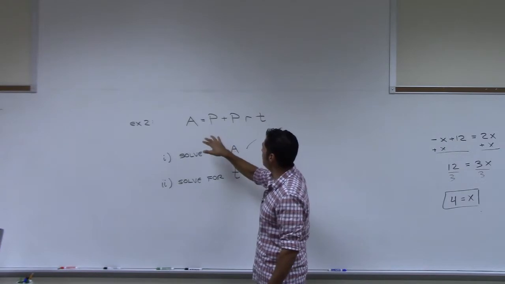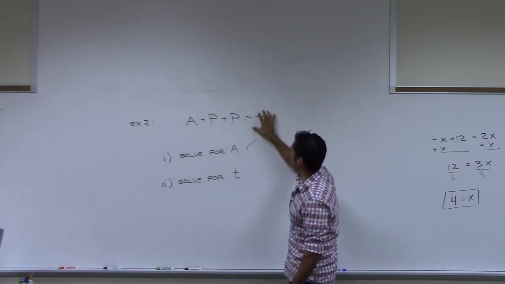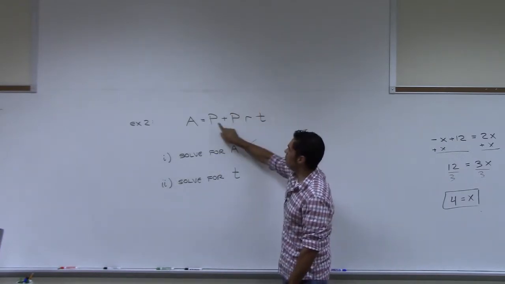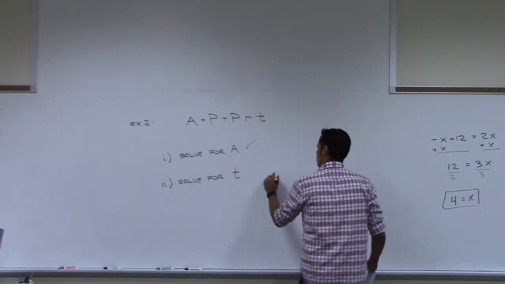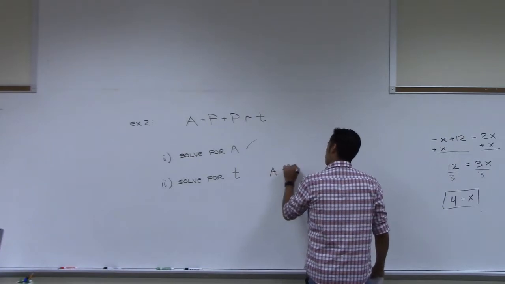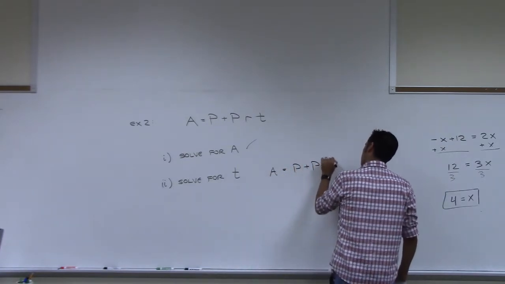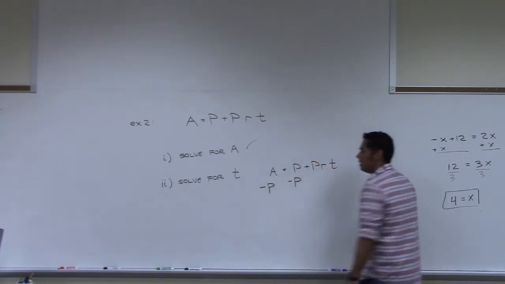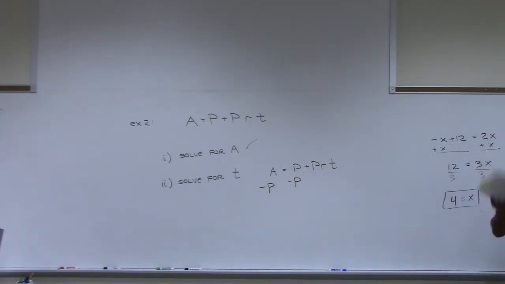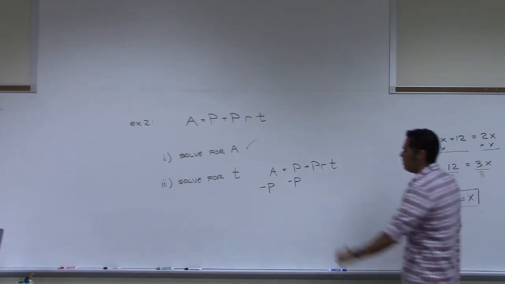So you're saying first thing, we're trying to get T by itself, but T is stuck to this, right? So you first move the P over. And to do that, subtract P on both sides. So that's what we're going to do first. We're going to take A equals P plus PRT, and you subtract P here, subtract P here. Is that legal? Can we subtract P from both sides? Sure. All right, so P goes away.